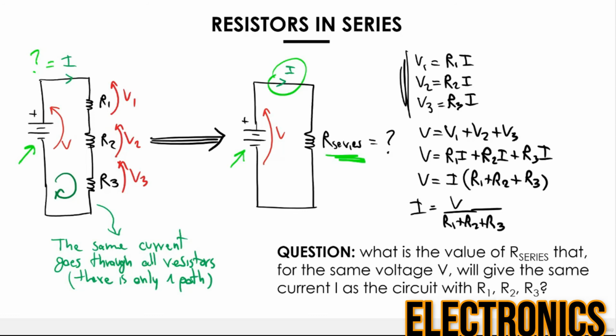Now, what we're trying to do with this exercise was to find a value for the resistor R series that will give us the same current for the same voltage applied V. It's very easy to see from this very equation that the value that R series has to be to give you the same current I is equal to R1 plus R2 plus R3. So R series will be equal to R1 plus R2 plus R3.